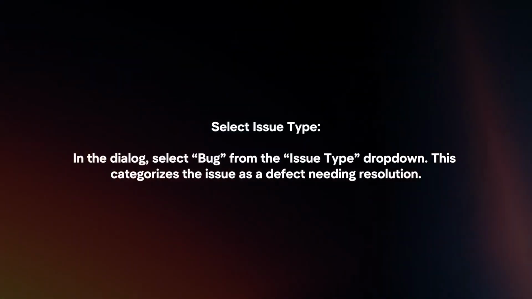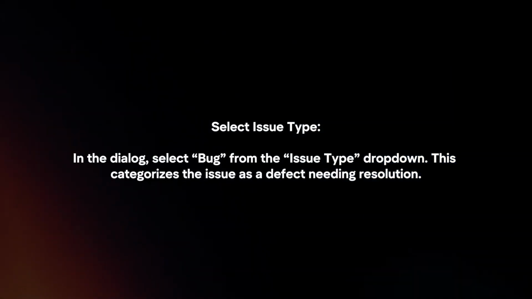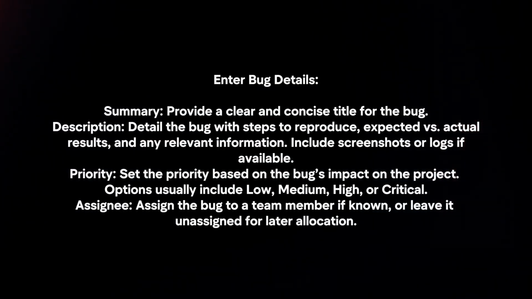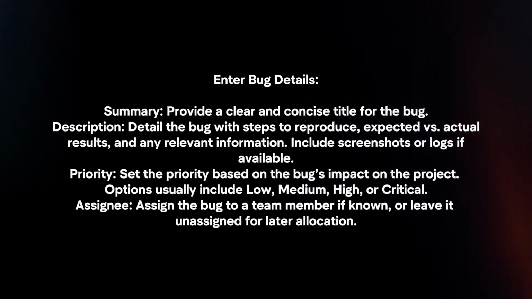Select Issue Type. In the dialog, select Bug from the Issue Type dropdown. This categorizes the issue as a defect needing resolution. Enter bug details: summary, description, priority, assignee.